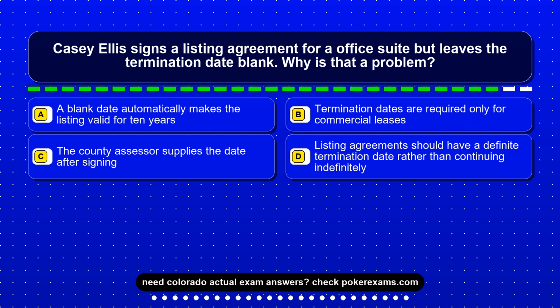Question 13. Casey Ellis signs a listing agreement for an office suite but leaves the termination date blank. Why is that a problem? Option A. A blank date automatically makes the listing valid for 10 years. Option B. Termination dates are required only for commercial leases. Option C. The county assessor supplies the date after signing. Option D. Listing agreements should have a definite termination date rather than continuing indefinitely.